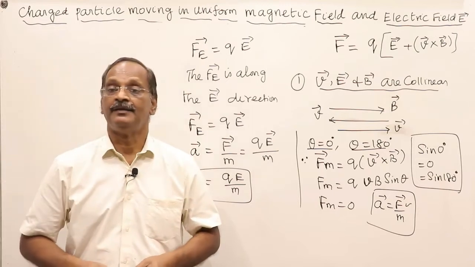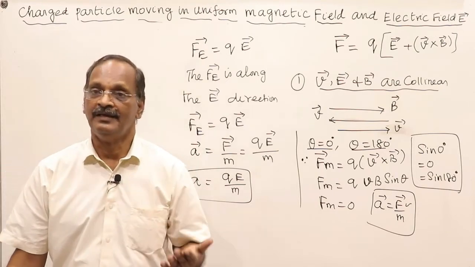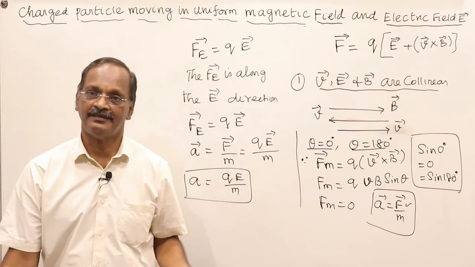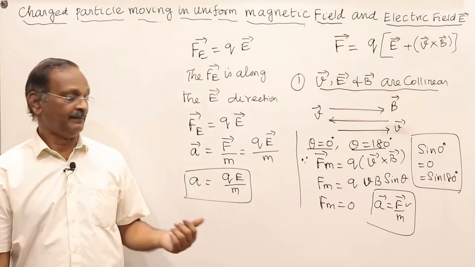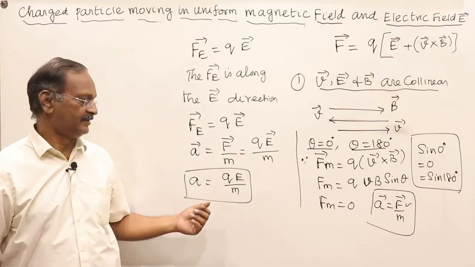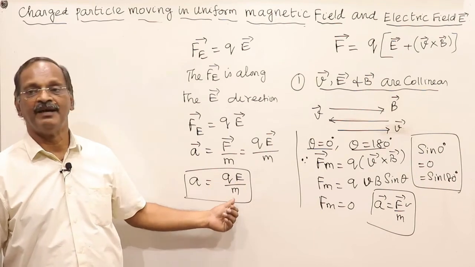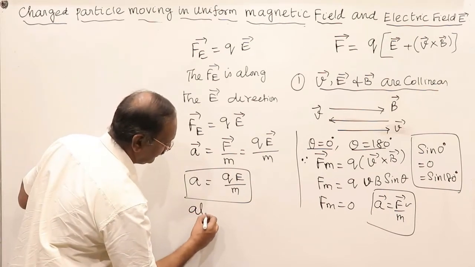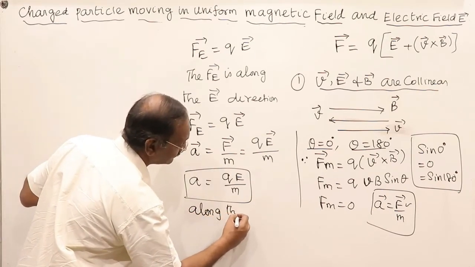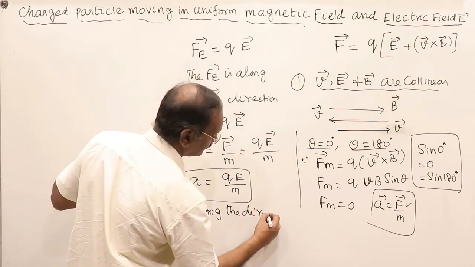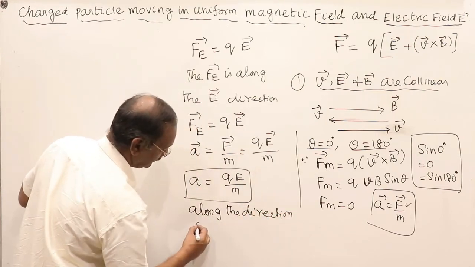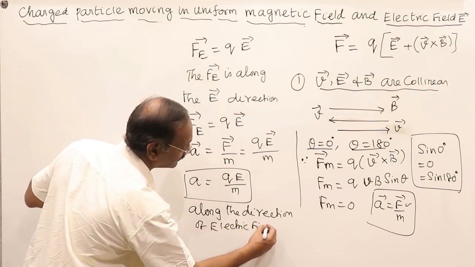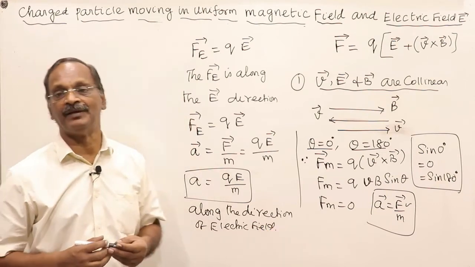It means that when a particle is moving collinear with the electric field and magnetic field, the magnetic force on the particle is zero, but due to the electric field there will be an acceleration, given by a equal to charge into magnitude of electric field divided by its mass, along the direction of the electric field.